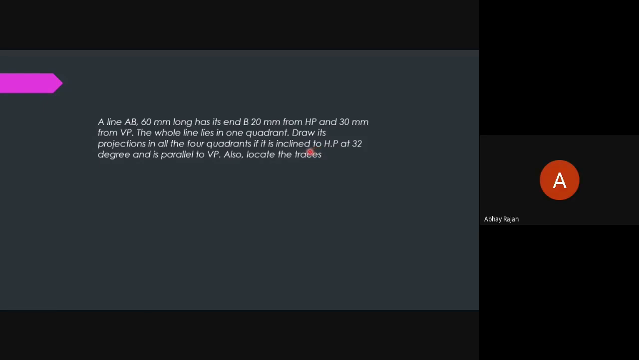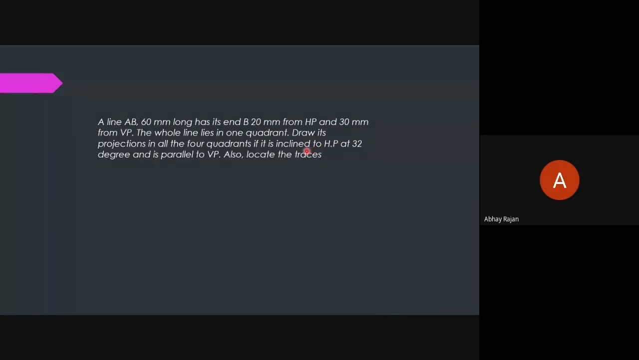32 degrees inclined to HP means that your front view will be giving you the inclination. In which view will the inclination to HP be seen? The front view. Front view, okay. And then your front view will be having a length of... I asked the length of the line. Length of line 60. And your top view will be having a length of line 60, then parallel.